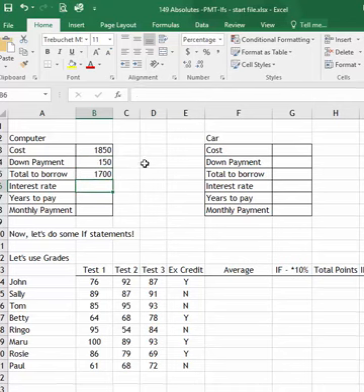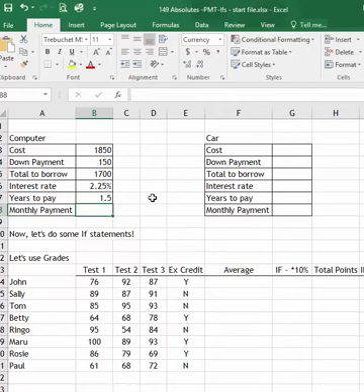Our interest rate, let's say our local credit union is giving us as a student a good rate of 2.25%. Don't forget the percent sign, that's very important. Click down and you're going to pay it off in 18 months or a year and a half.